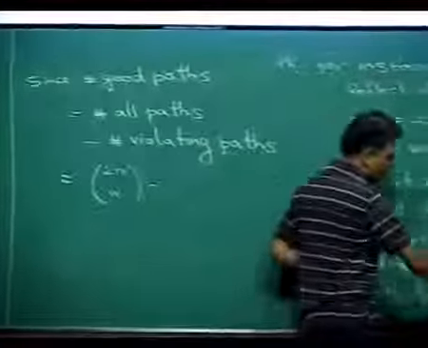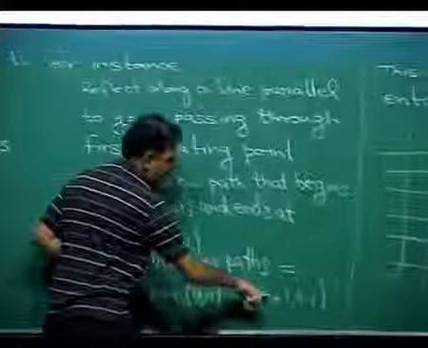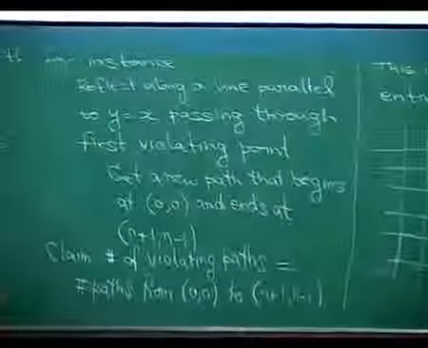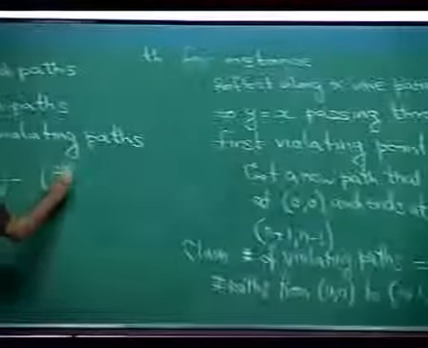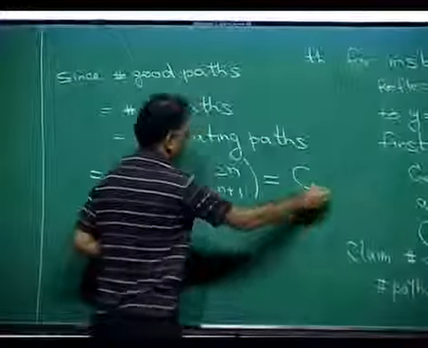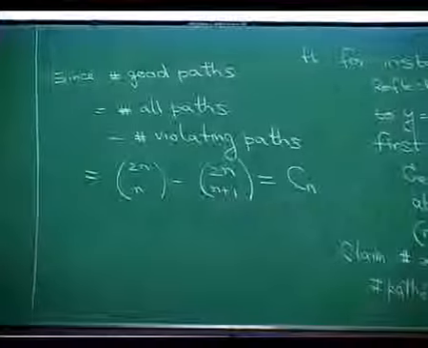and the number of violating paths is the same as the number of paths from 0,0 to here, which is 2n choose n+1. And this number is exactly what we call the Catalan number Cn.